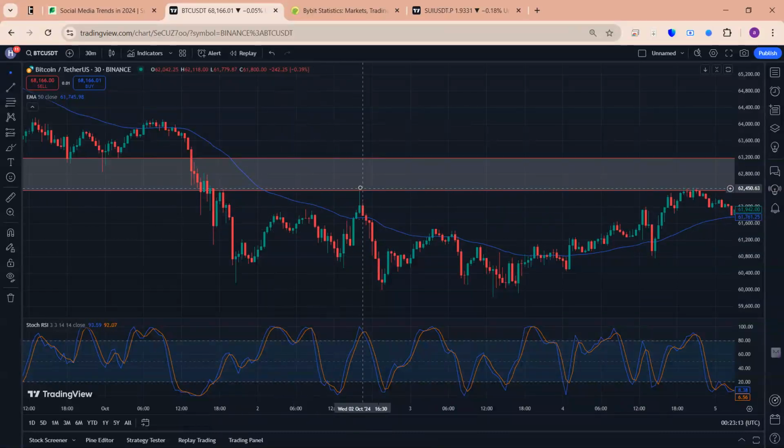Now take a look at our 50 EMA. It tries to break our 50 EMA here, but immediately we see this red candle coming down, and immediately it breaks below. Take a look at this. Let me try to expand again.